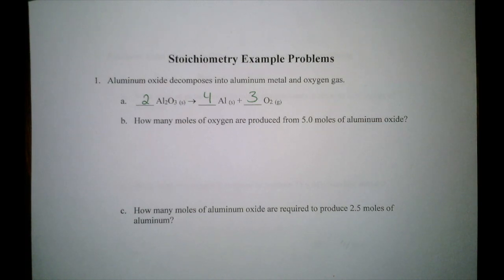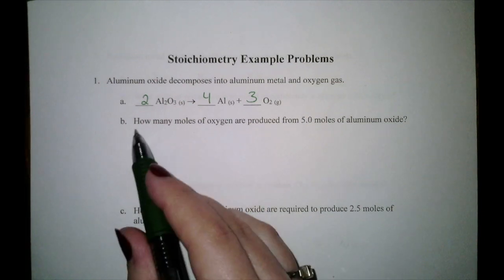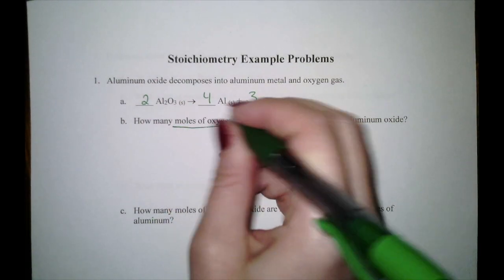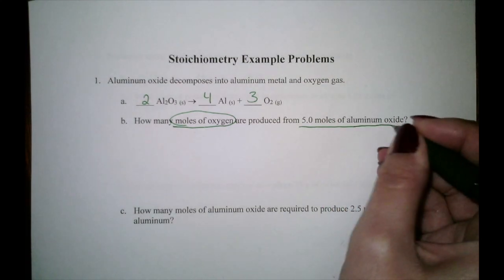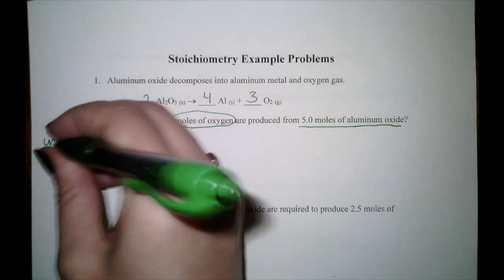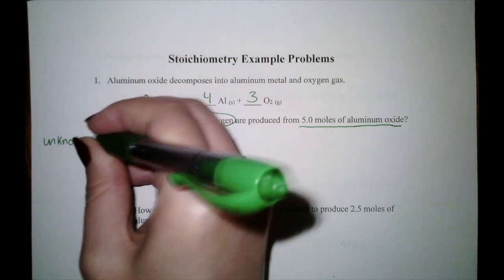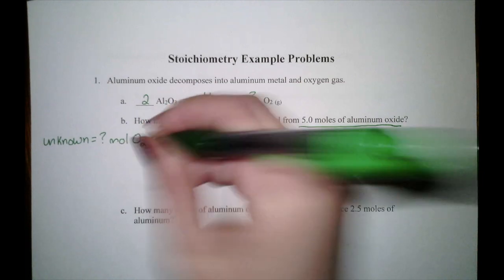Once I have the equation balanced, now I can go into the problem and figure out what is my unknown, what is it asking me to find, and what known quantities do I know about this problem. So it says how many moles of oxygen, I'm going to circle what it wants me to find, my unknown, are produced from 5 moles of aluminum oxide. So our given is 5 moles of aluminum oxide. So my unknown is I do not know how many moles of oxygen gas are produced.